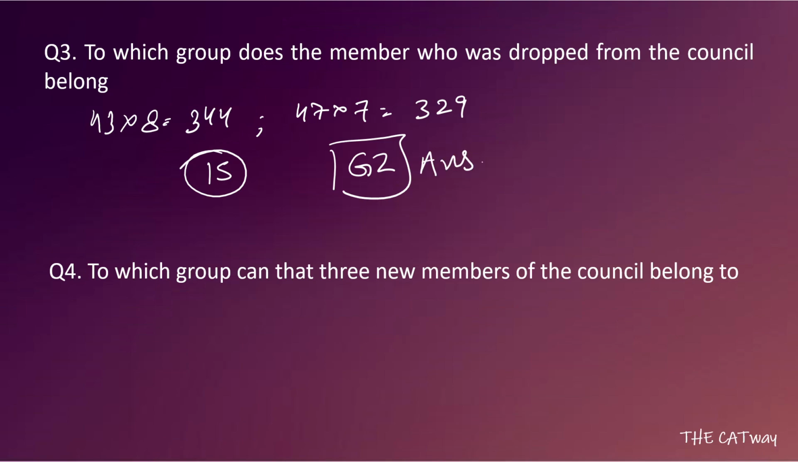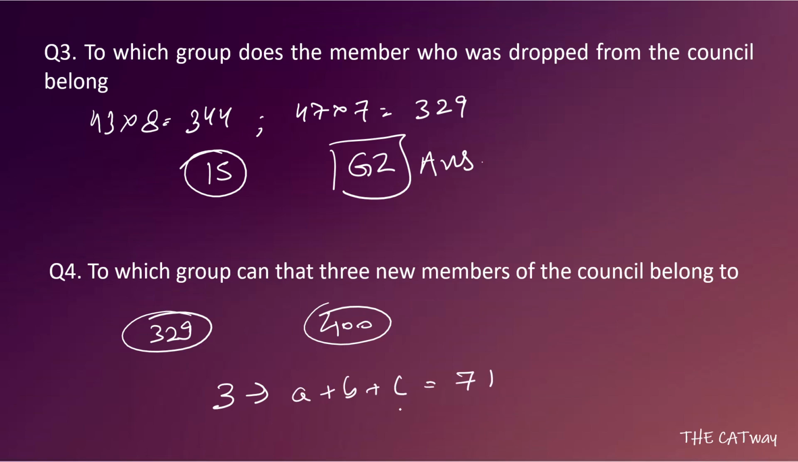To which group can those 3 new members of the council belong? Okay. So currently we have a total of 329. After that, as it said, there will be 10 people and the average is 40. So the total is 400. So those 3 people have a total of, let's say, A plus B plus C is equal to 71. Okay, they are equal to 71.